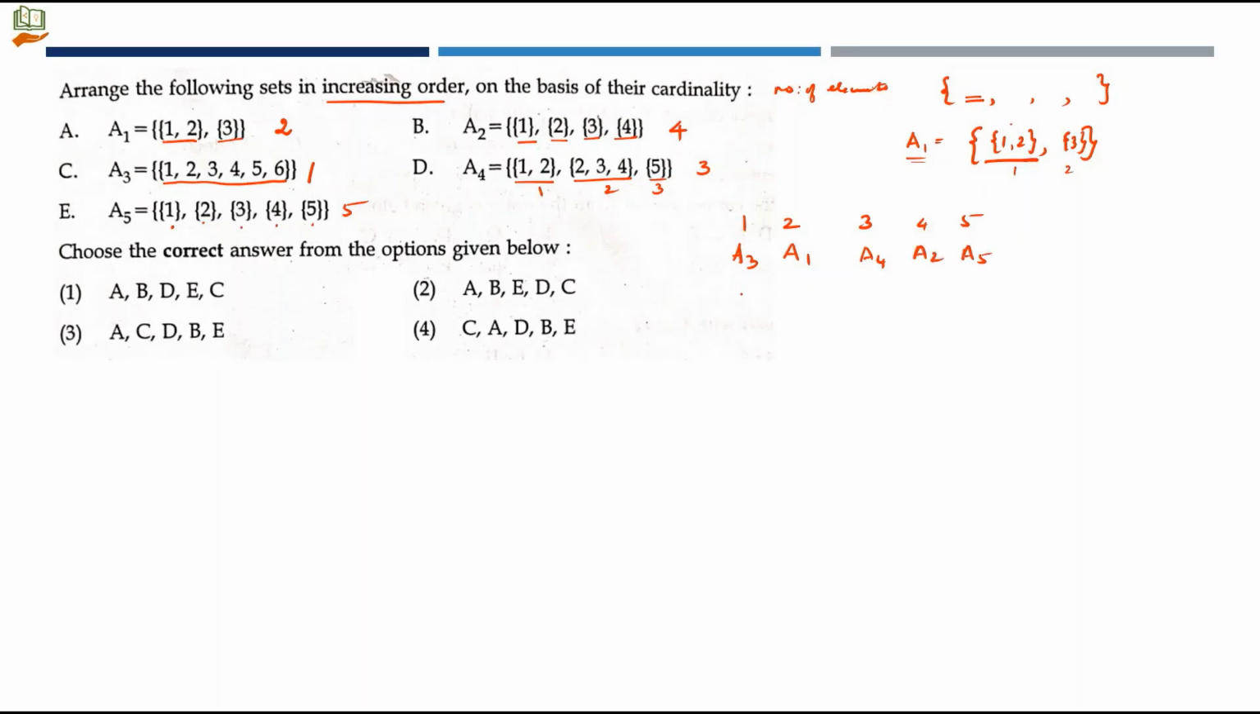A3 set is option C, A1 set is option A, A4 set is option D, A2 set is option B, A5 set is option E. C, A, D, B, E. Option number 4 will be the right answer.